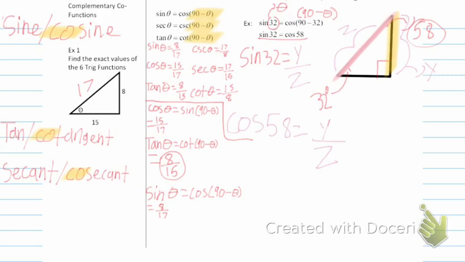And now, you already know this formula over here. The other formula that's new is secant of 90 minus theta, which equals 17 over 8, because secant of 90 minus theta equals cosecant of theta. So both of these are the same. Cosecant of theta equals 17 over 8.